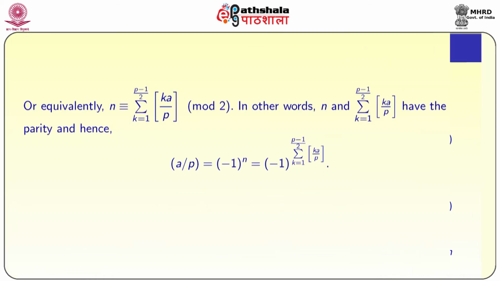So, that is equivalent to n is congruent to summation k is equal to 1 to p minus 1 by 2 of floor of ka by p modulo 2. In other words, n and the summation k is equal to 1 to p minus 1 by 2 of floor of ka by p have the same parity, that means both are even or both are odd. But we know from Gauss lemma that a by p is equal to minus 1 whole power n. So, n value now we can replace by summation k is equal to 1 to p minus 1 by 2 of floor of ka by p. So, we proved Eisenstein's lemma.